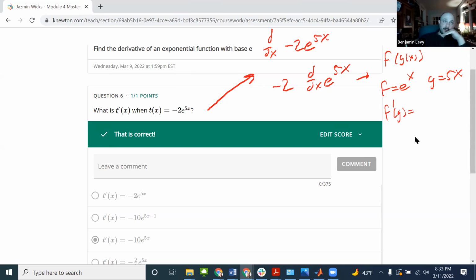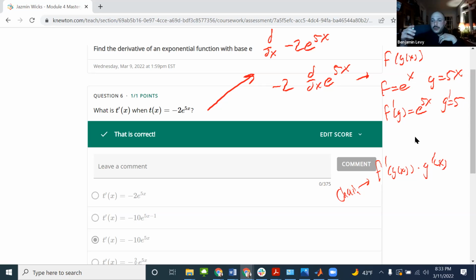And so then f prime with g plugged in, the e rule is the easy one. It just stays the same. You don't do anything with e. It just stays the same. But we want the 5x in there. And then g prime is a nice power rule. And so we're going to do f prime of g of x times g prime, right? This is the chain rule. If you don't have a list of the rules, that would be a really nice reference thing to have. Right, so f prime of g of x, e to the 5x, g prime 5.